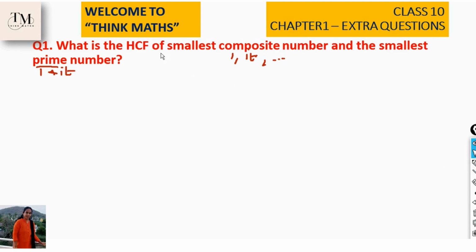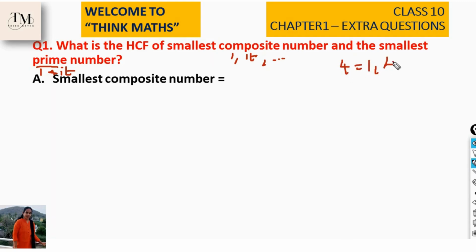Now we have to find the HCF of the smallest composite number and the smallest prime number. So what is the smallest composite number? Let us start with 1. 1 is neither prime nor composite. 2 is a prime number because it is divisible by 1 and 2. Next, 3 is also divisible by 1 and itself. Next number is 4. 4 is divisible by 1, itself and 2. So 4 is the smallest composite number.